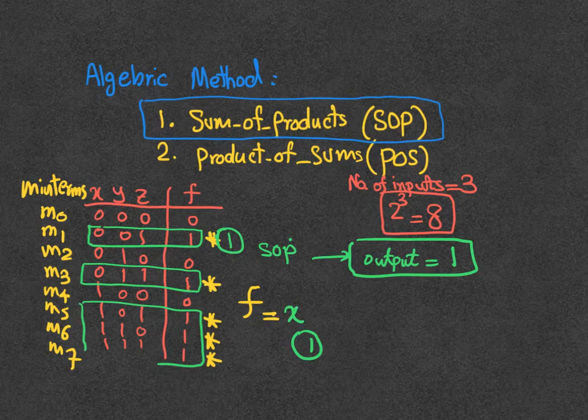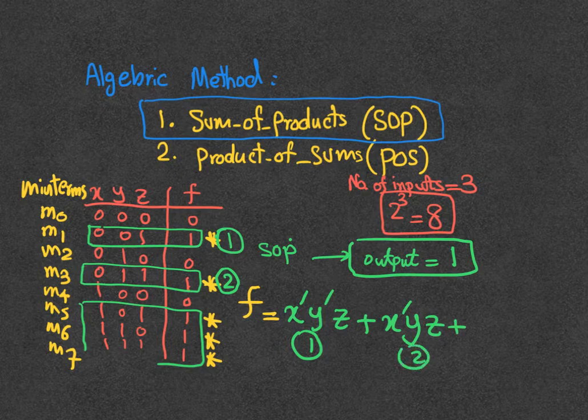So it means that X is going to be prime. Y, since Y is 0, you get Y prime. Then Z is 1, so since Z is 1, you just write down the Z without any prime, without any complement. So that's the first term for your SOP. Then you add this to your second term, which is the fourth row. So you're going to get X prime, Y, and Z.